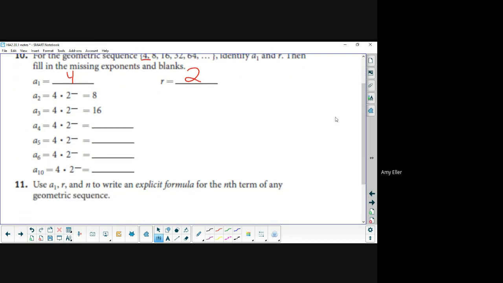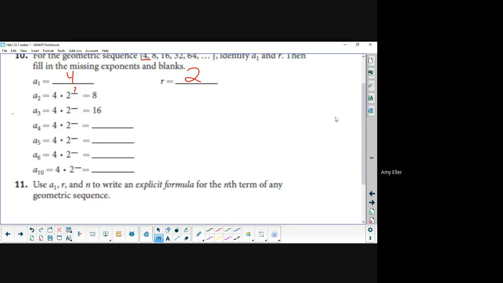Now let's talk about how we would get the second term. To get the second term, we would take our first term, 4. We would multiply it by that common ratio. How many times would I multiply that common ratio to get just the next term? 1 time. So you're just going to say, we're going to multiply it by 2 to the first, or just 1 time. 2 to the first is 2 times 4 is 8.